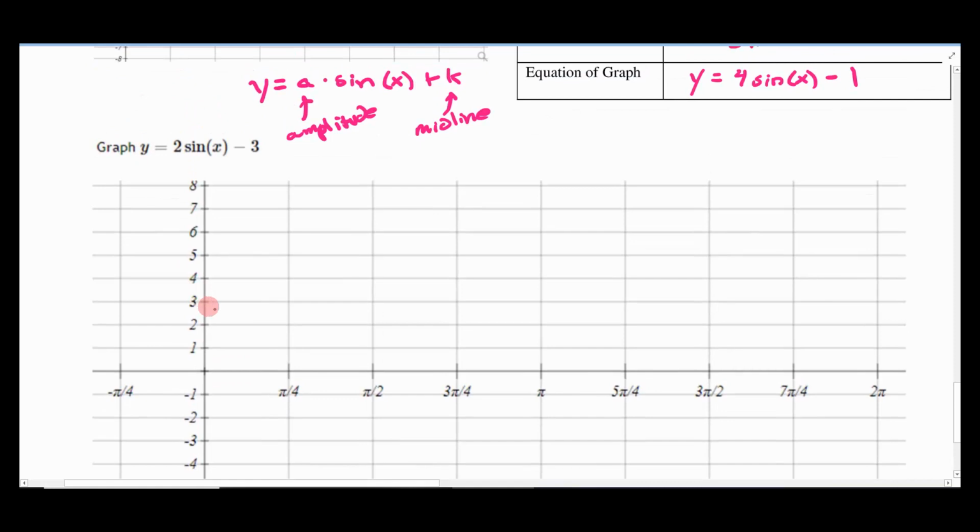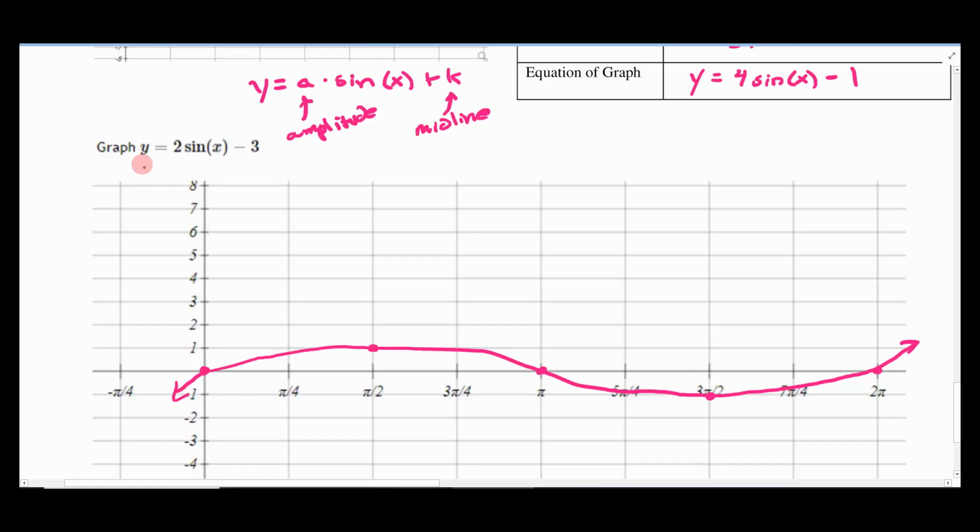And so remember sine, so we would think, okay, well, sine of 0 is 0, sine of pi over 2 is 1, sine of pi is 0, 3 pi over 2 is at -1, and then the sine of 2 pi is back at 0. And then we get our wave. Okay, so this is what our wave looks like before we do any of the transformations.